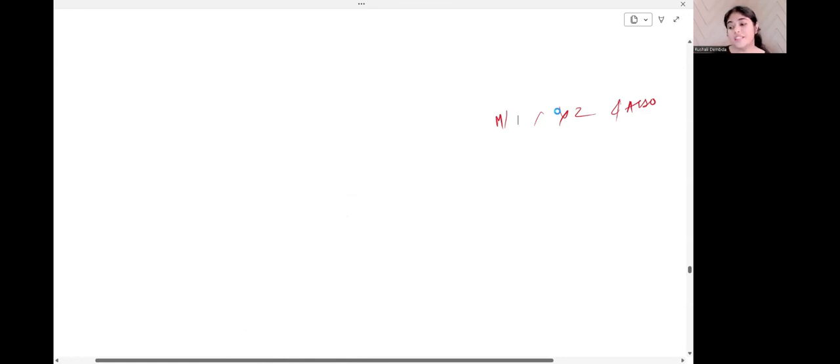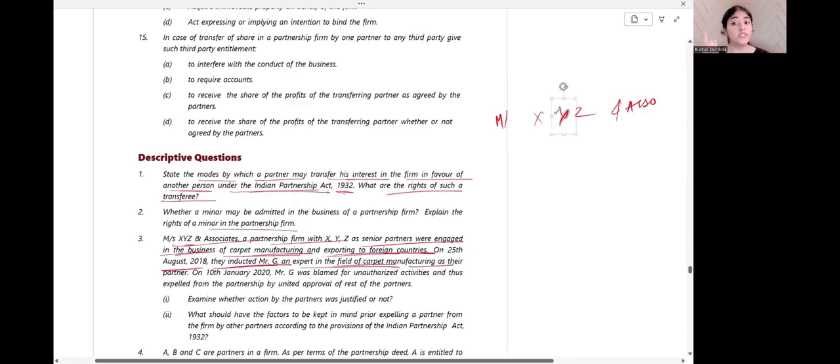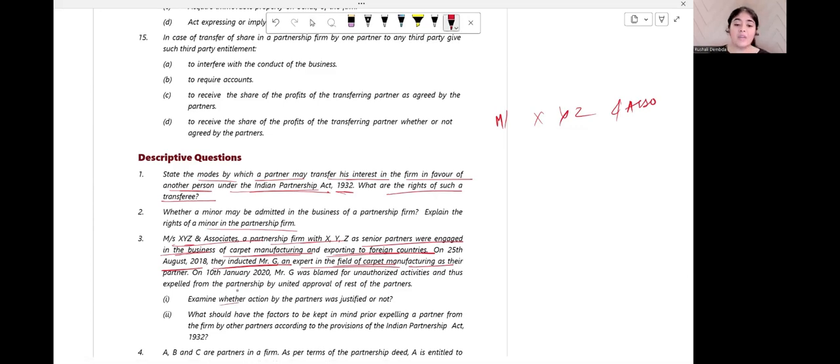So in this case, you will say that this particular partner is a fraud and now we want to remove him. So all the partners have given their consent that we want to expel this partner. Now this expulsion also is to be mentioned in your partnership deed. What you have to do for expulsion is also to be mentioned in your partnership deed. What have they asked us in this question? Examine whether the action by the partners was justified or not. So was the action justified?